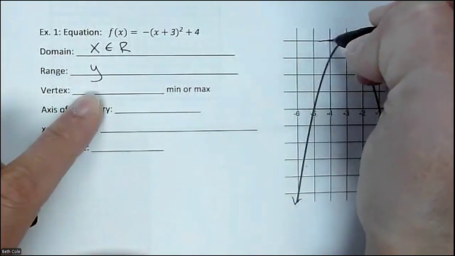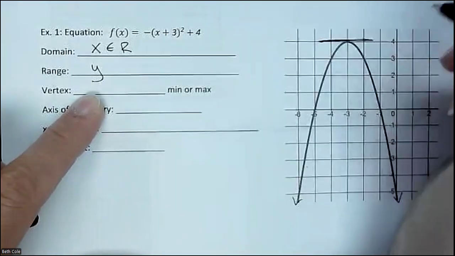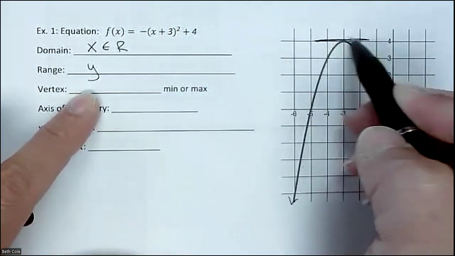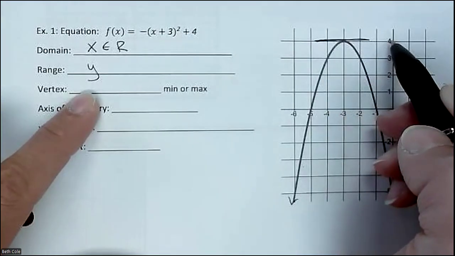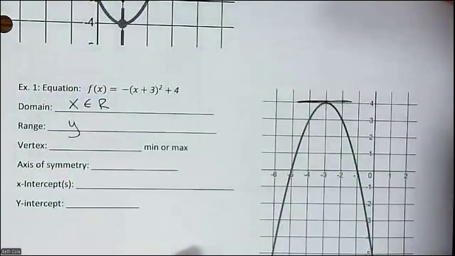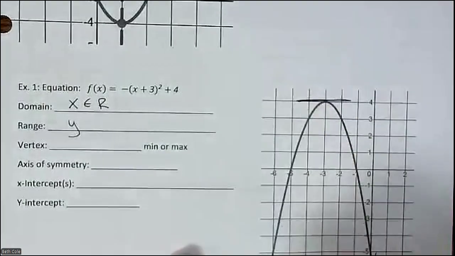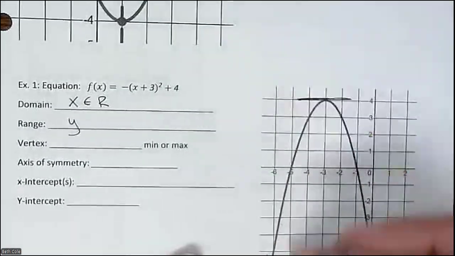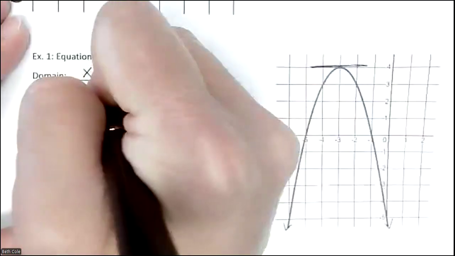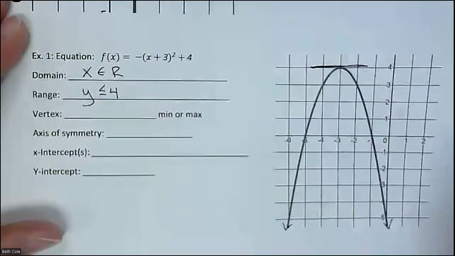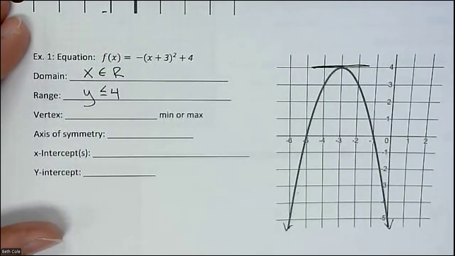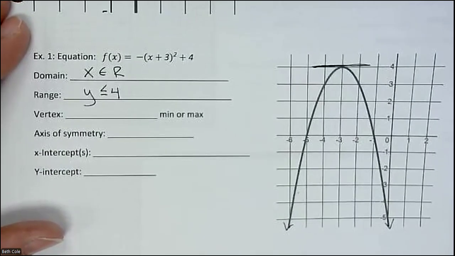Can you guys watch me point to this? Good job. What Y value is the graph stopping at up here? 4. Do you want everything above 4 or below 4? Do you see how it's everything below 4? Okay, so it's Y is less than or equal to 4. If it was above, you would say greater than or equal to. Okay.